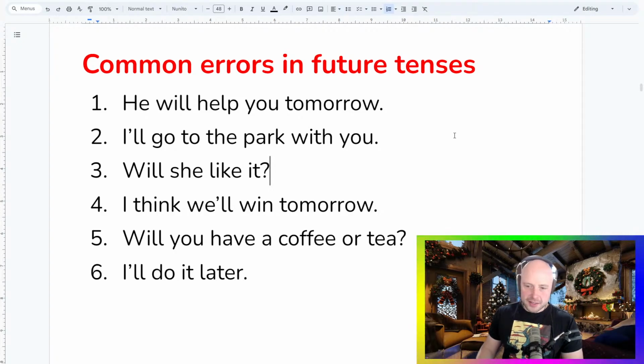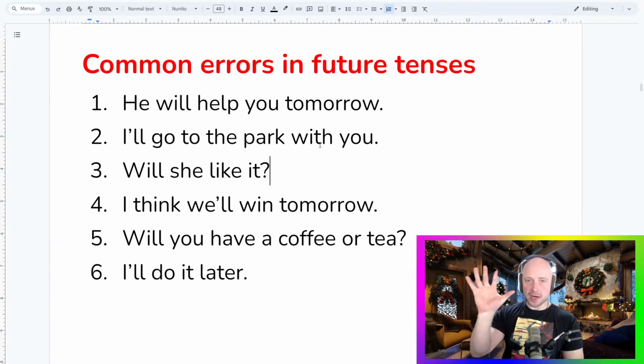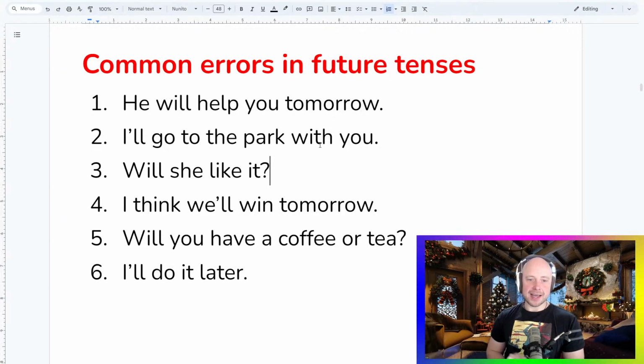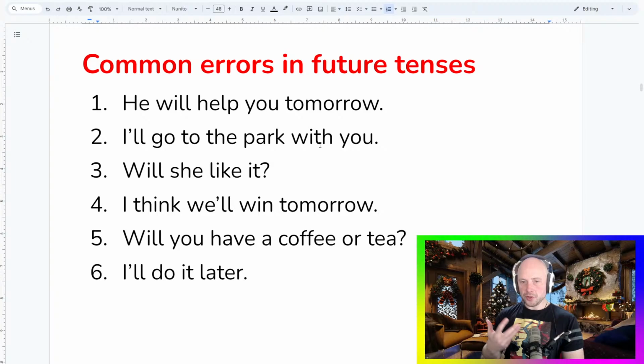What's that? It's the contraction of will. So like you have can, not, can't; have, not, haven't; I am, I'm. Then we also have he will, he'll; I will, I'll; you will, you'll; they will, they'll; it will, it'll.